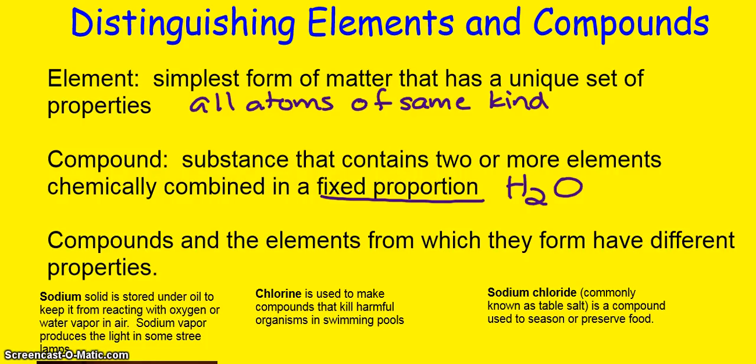Think about a molecule of water. For every one oxygen, there is always two hydrogen. That is a fixed proportion. If I would have H2O2, that is a completely different type of substance.